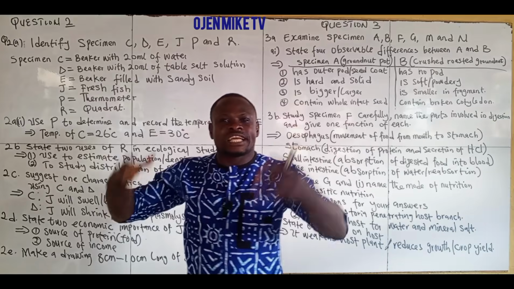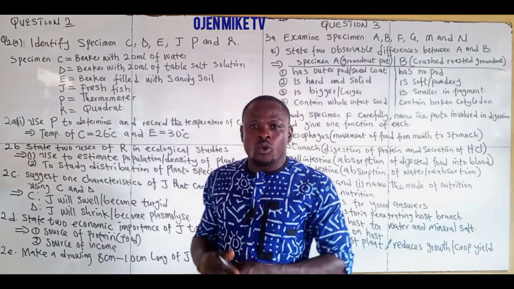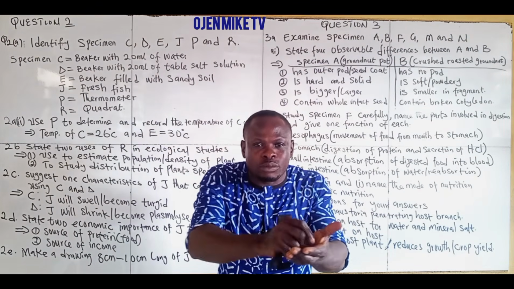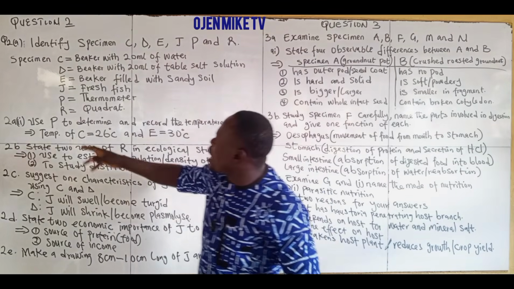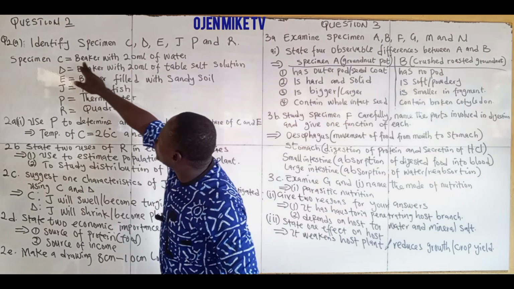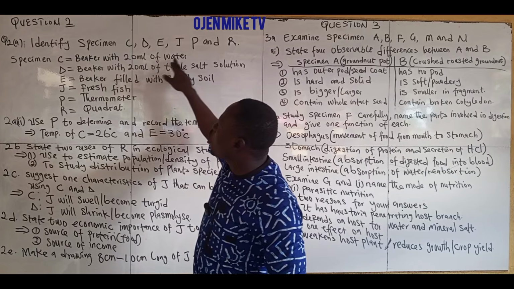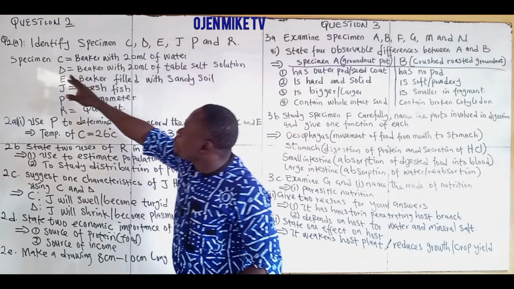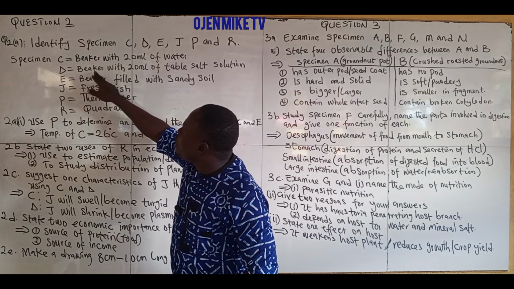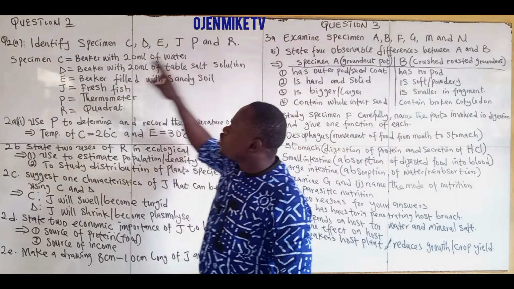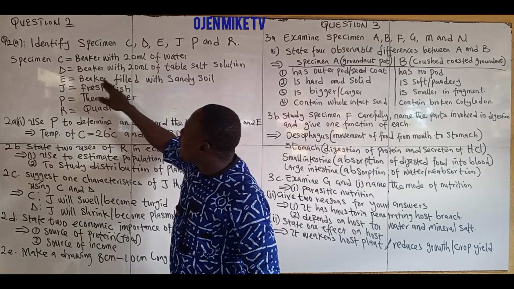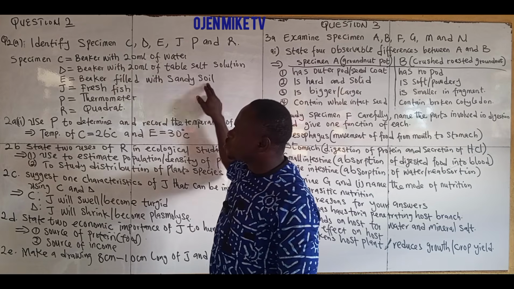Anytime you are asked to identify a particular specimen, what you're going to do is to write: specimen A is this, specimen B is this, and here we have specimen C as what? A beaker with 20 ml of water. Specimen D is what? A beaker with 20 ml of table salt solution. Specimen E, a beaker filled with sandy soil.